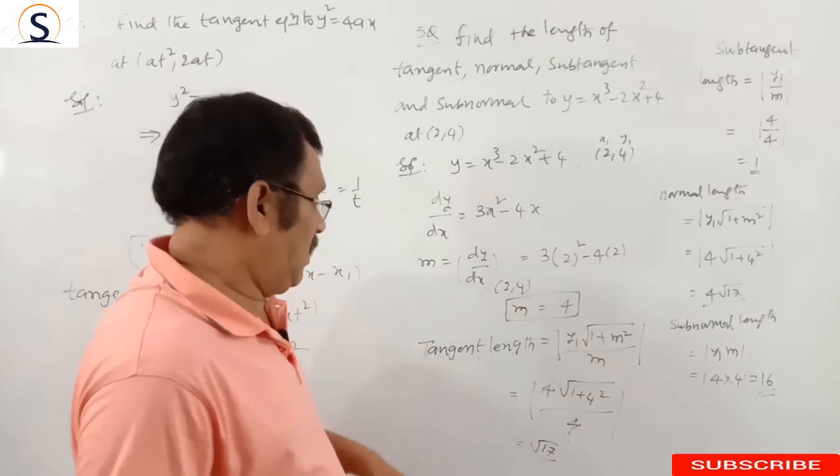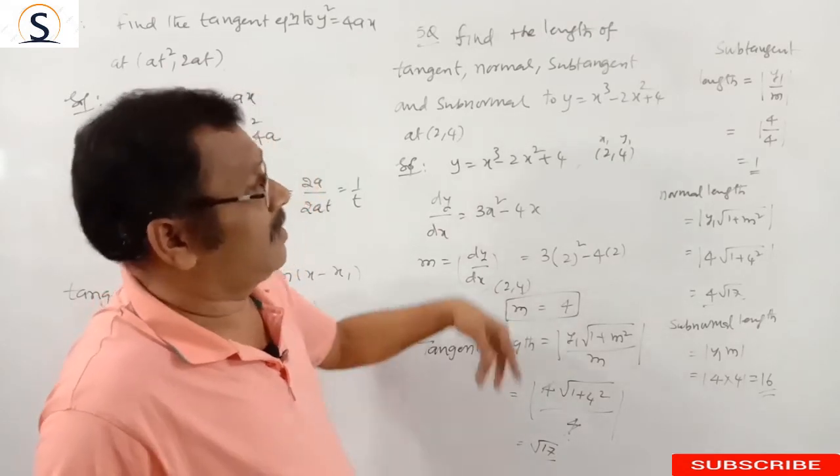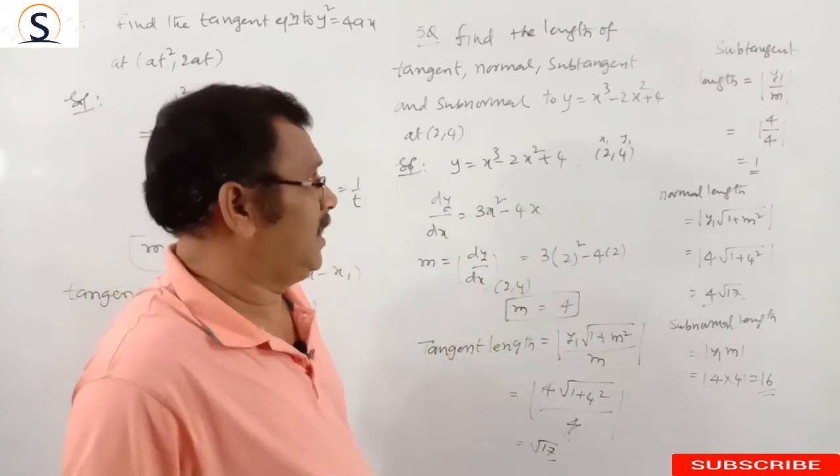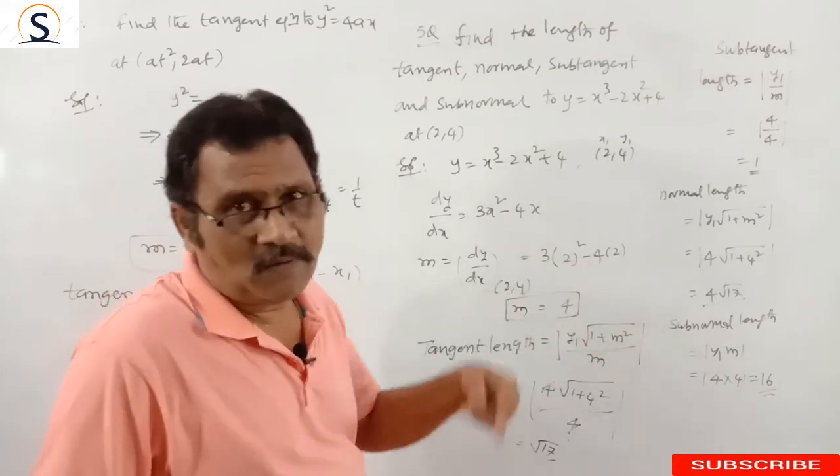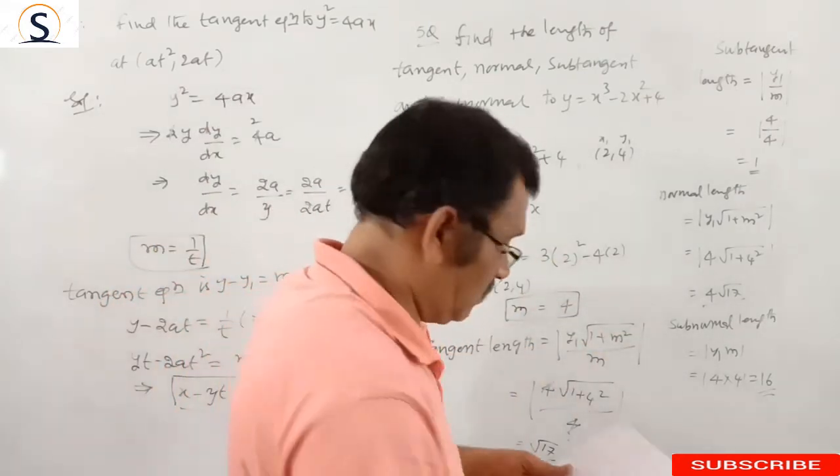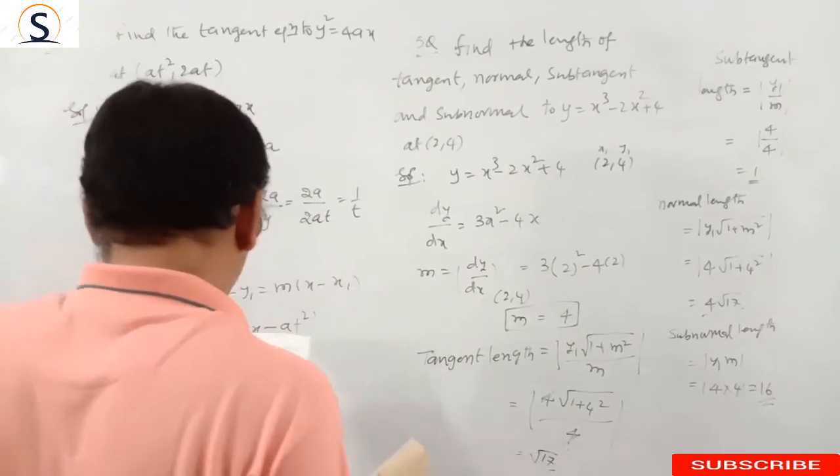Okay. So, normal length, tangent length, subnormal and subtangent length. All the 4 lengths we have found by applying the formulas. Then, we will go to another problem.